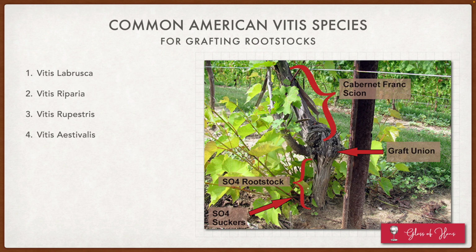So which are some of the common American Vitis species used as rootstock? There are 4 of these options here. You will need to remember this for the purpose of the exams. It does come up pretty often.